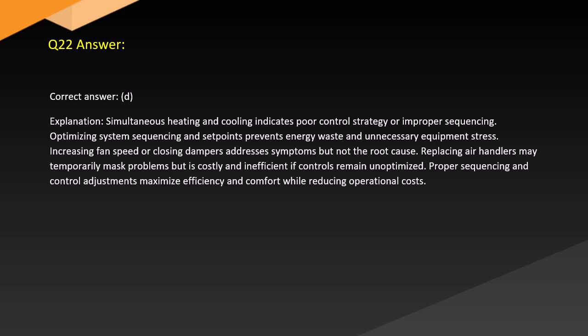Answer. Correct answer. D. Explanation. Simultaneous heating and cooling indicates poor control strategy or improper sequencing. Optimizing system sequencing and set points prevents energy waste and unnecessary equipment stress. Increasing fan speed or closing dampers addresses symptoms but not the root cause. Replacing air handlers may temporarily mask problems but is costly and inefficient if controls remain unoptimized. Proper sequencing and control adjustments maximize efficiency and comfort while reducing operational costs.